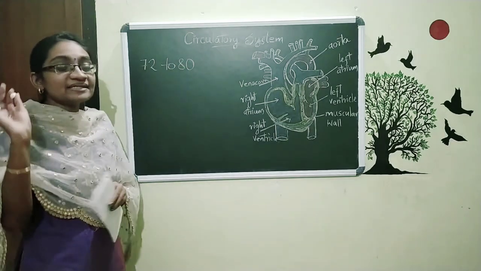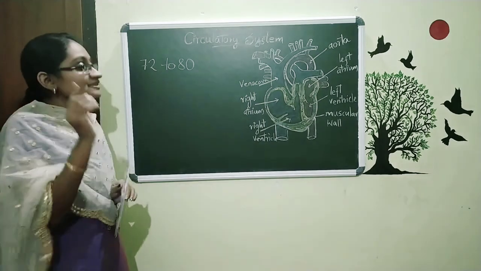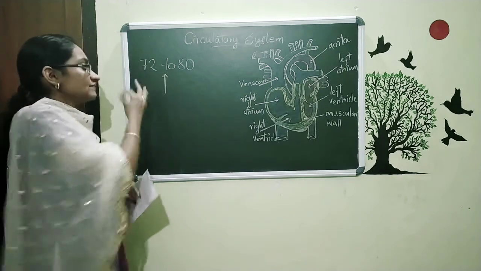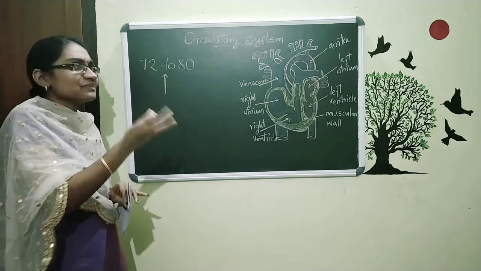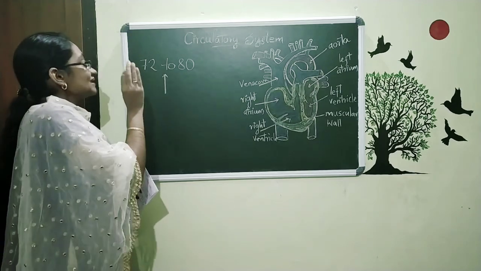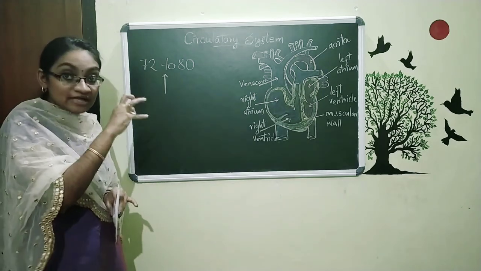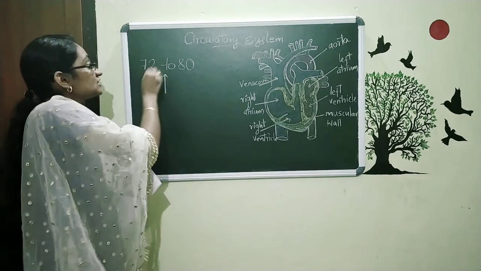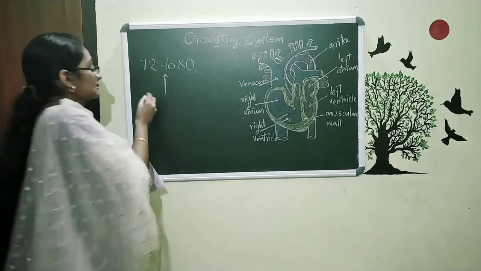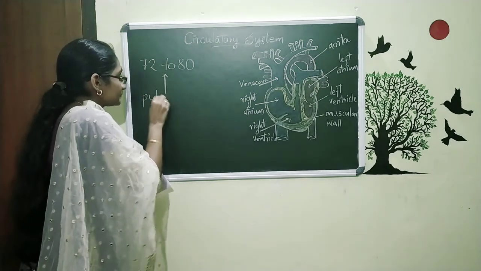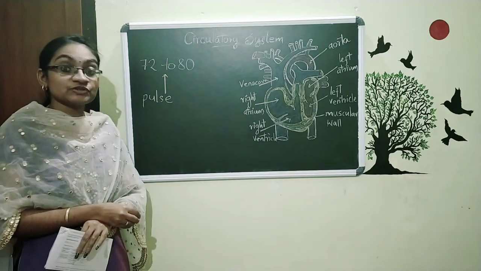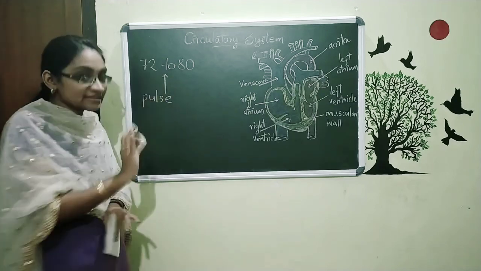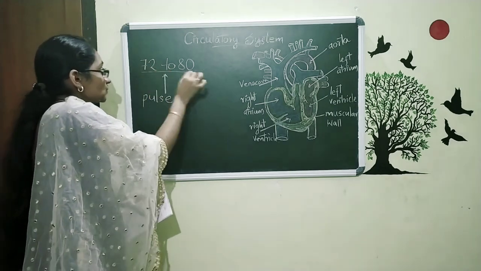And actually we are talking about a pulse rate of 70 to 80. That means some have 73, some have 74, or some may have 70. So we are just taking an average of the heartbeat. The number of heartbeats that take place in a minute is 70 to 80. So we can say the rate of pulse is 70 to 80 for an adult person. That means he is very healthy.